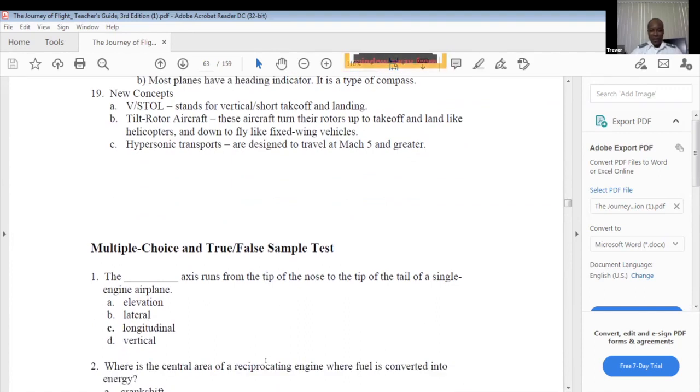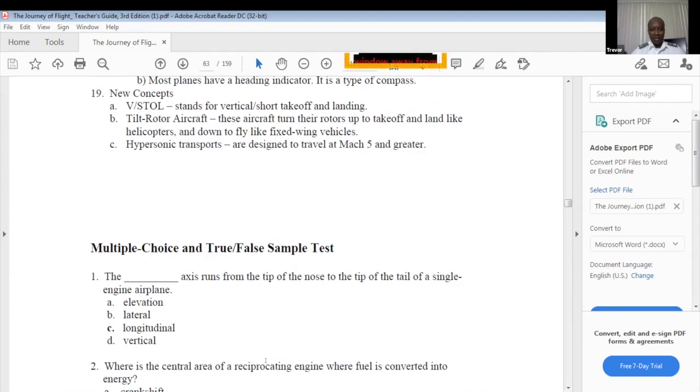All right. So, Maurice, I don't know if you want to attempt this one. I'll try it. Where is the central area of a reciprocating engine where fuel is converted into energy? So that's kind of a tricky one, but if you make an attempt at it, you might be able to answer it. Okay. I'm going to try intake manifold. Intake manifold, interesting. No, not quite.